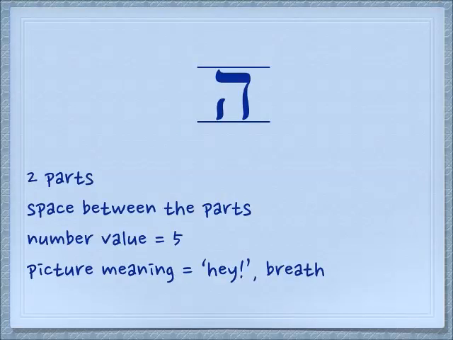Our second letter for today is he. And you see it has two parts, and there's a space between the parts. That space is going to be crucial for distinguishing it from other letters. The number value is 5, and the picture meaning is like hey, or maybe just the breath.